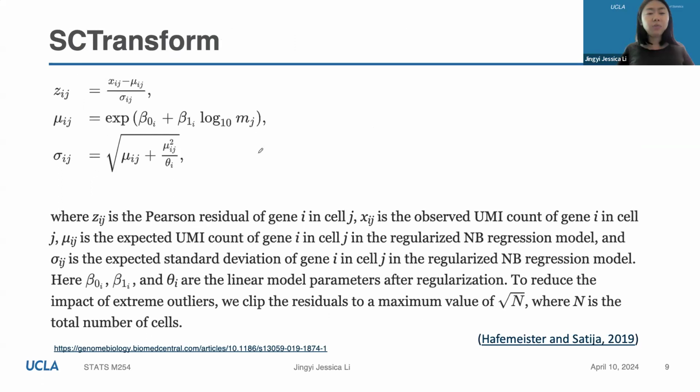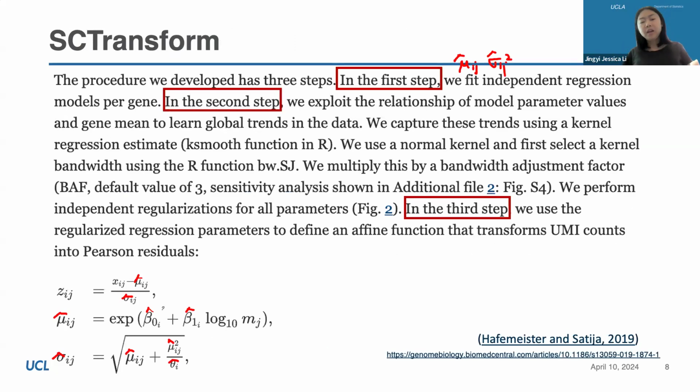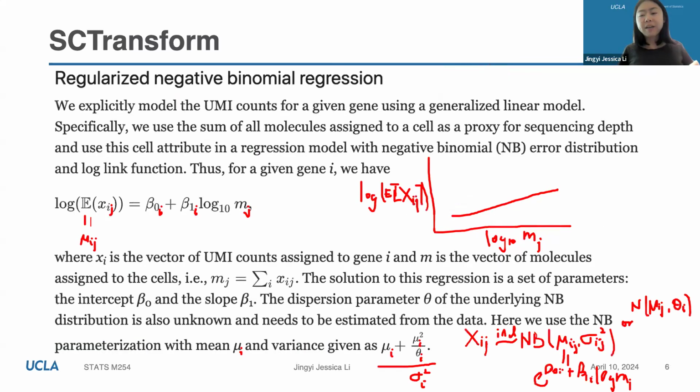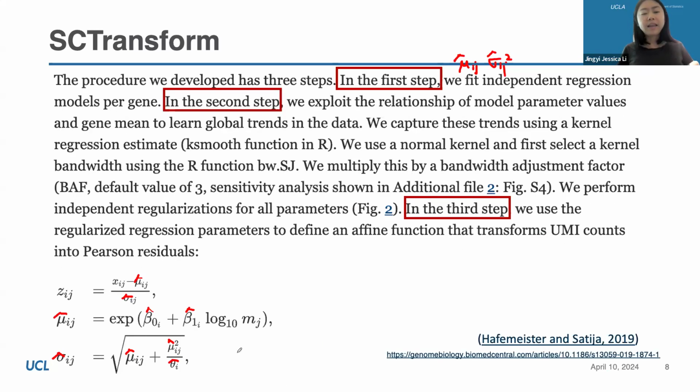Okay, so let's come back here. Let's say after step two, for each x_ij, you will have some updated estimates for mu_ij and sigma_ij. And that's what you'll put into the last step, the normalization step. They define this as a Pearson residual because this formula was first proposed by Pearson 100 years ago, and the Pearson correlation was named after him. He was one of the founders of statistics.